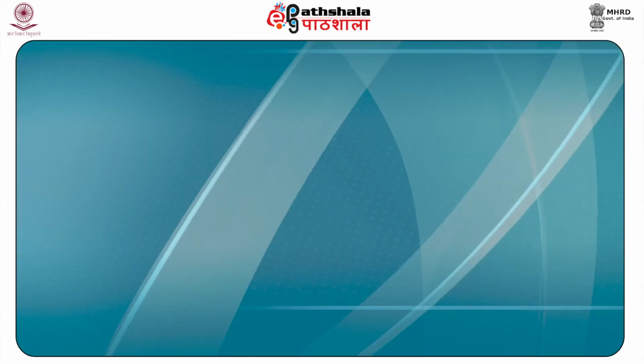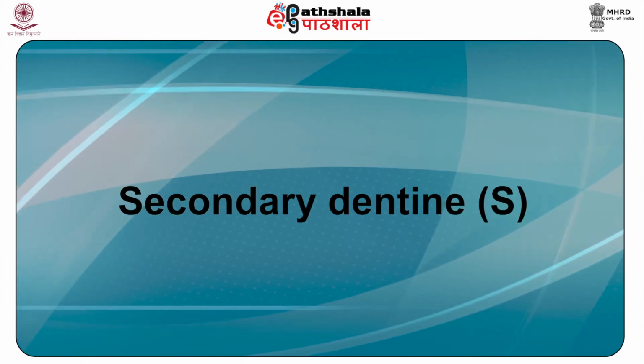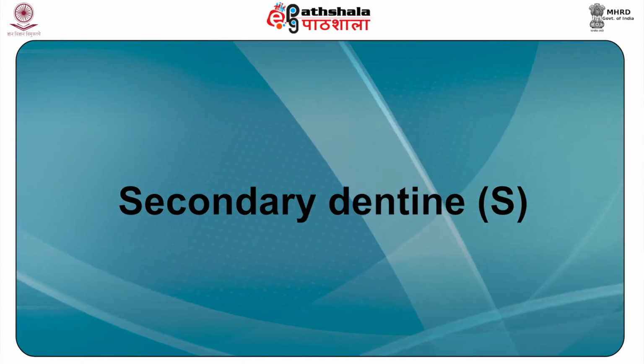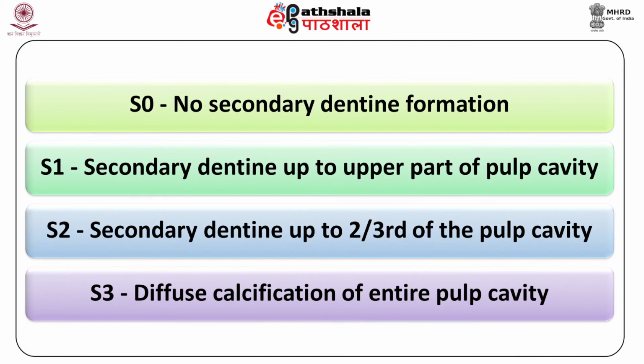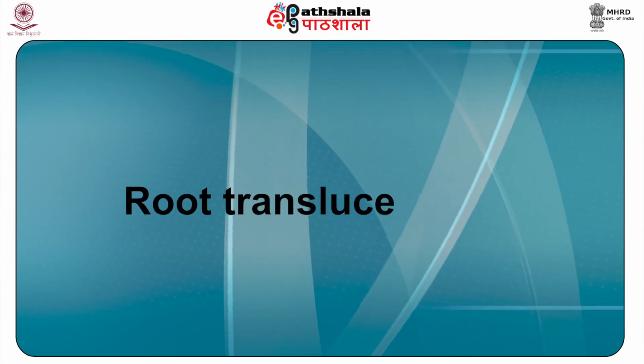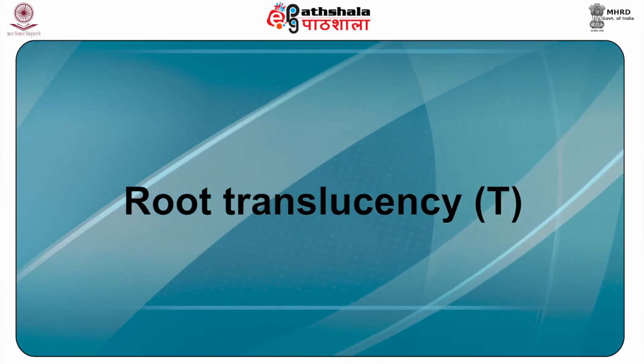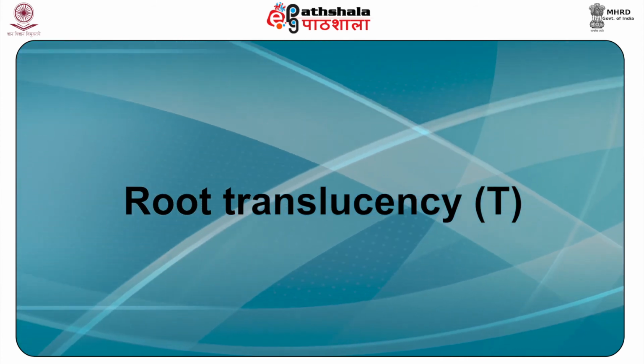Next is the secondary dentine, denoted by capital S. Here S0 denotes no secondary dentine formation, S1 denotes secondary dentine up to the upper part of the pulp cavity, S2 denotes secondary dentine up to 2/3 of the pulp cavity, and lastly S3 denotes diffused calcification of the entire pulp cavity. Next is root translucency, denoted by capital T.